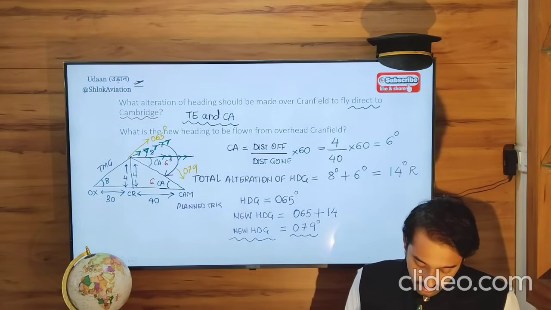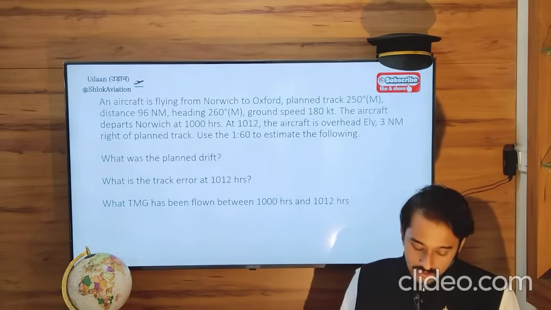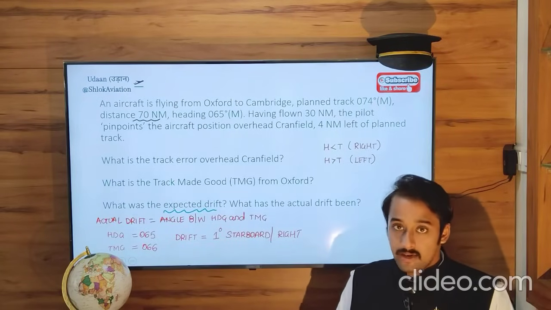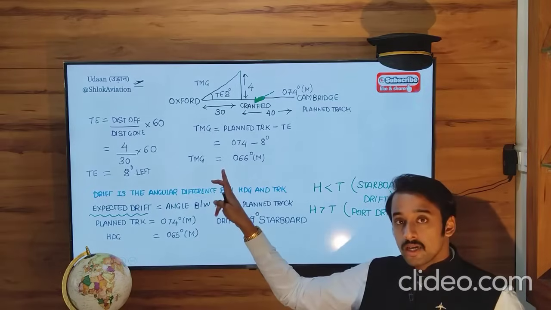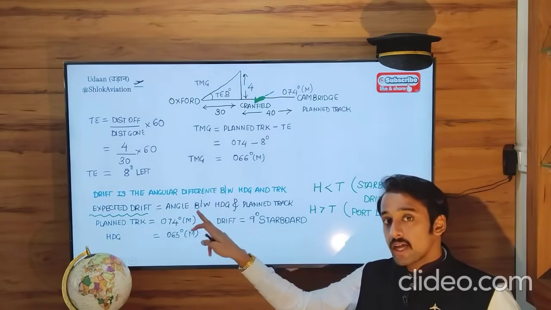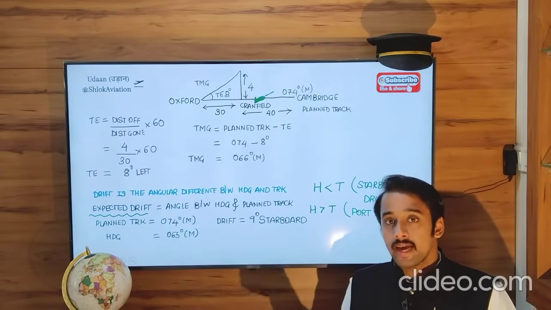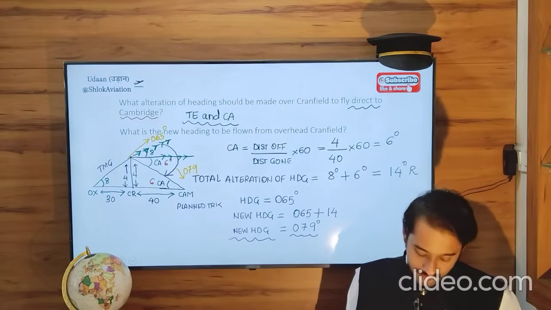So let's go to the next question. Before that, I hope you have understood this question. We started with finding track error. Once we get track error, we can find track made good. Then find expected drift, which is the angle between your planned track and heading, actual drift, which is your track made good and heading, and after that, the alteration of heading and the new heading.